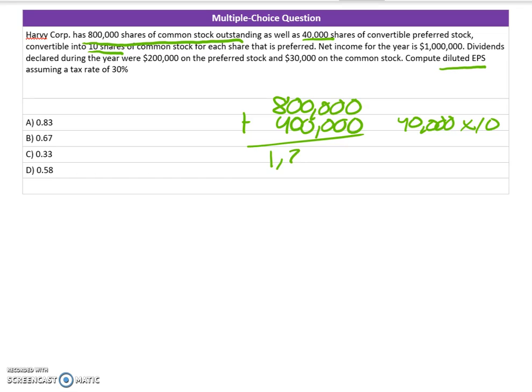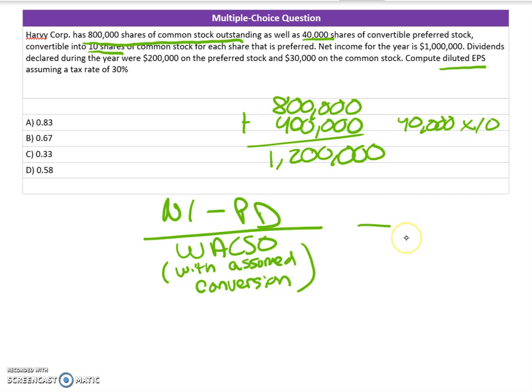So now we have a denominator of 1.2 million. So that's going to go into our formula. So we can now plug the 1.2 million into our denominator. And this is where things also get a little bit complicated.